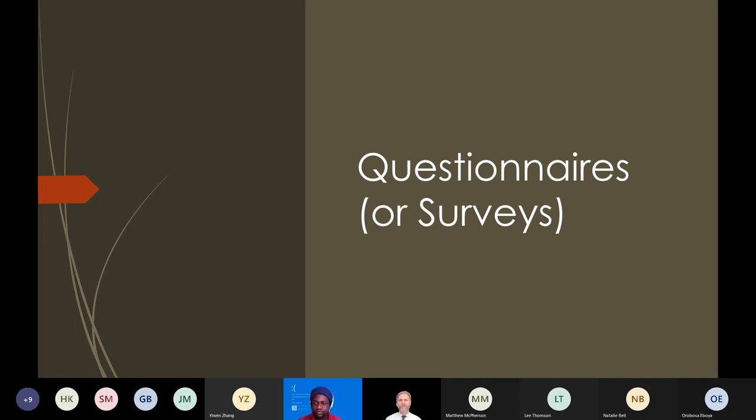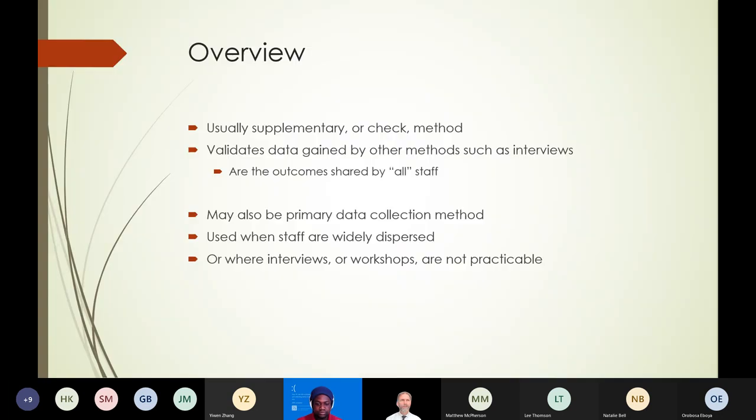First one is questionnaires or surveys. So you will send out things asking about particular issues. How many times a week do you use the staff canteen? How many days a week do you drive to work?